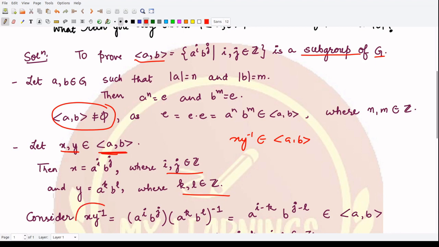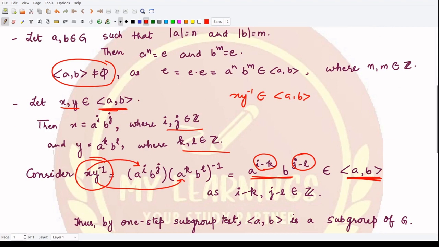So now we consider this term XY inverse, and let's solve and see what we obtain from here. We can substitute the value of X, the value of Y, and then simplify the powers using the laws of exponents. You have A raised to power I minus K and B raised to power J minus L. Now this thing is a member of the subgroup generated by AB. Why? Because both I minus K and J minus L are integers. Why? Because individually I, J, K, L were integers, and under addition and subtraction this set is closed, correct?